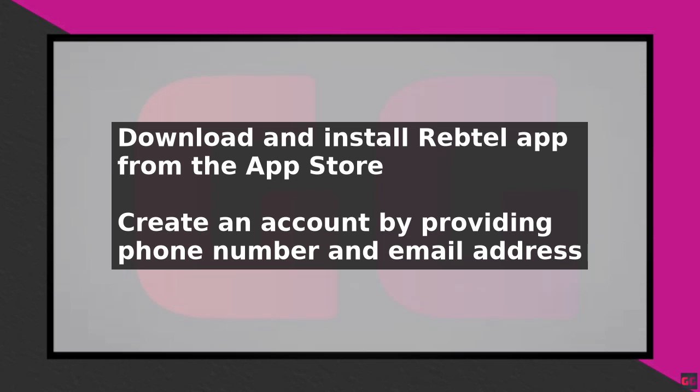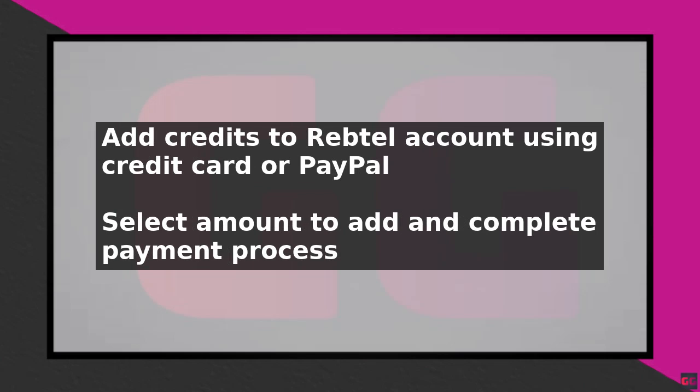Once installed, open the app and create an account by providing your phone number and email address. After creating an account, you will need to add credits to your Rebtel account. You can do this by tapping on the Buy Credits button and selecting the amount you want to add. You can pay using your credit card or PayPal. Once you have added credits, you can start making calls.